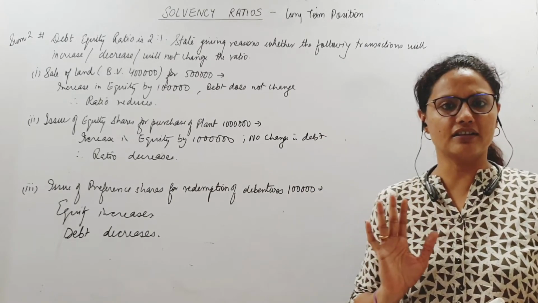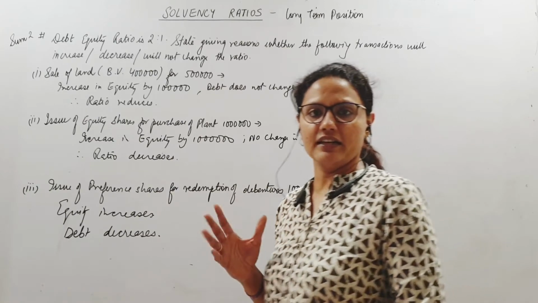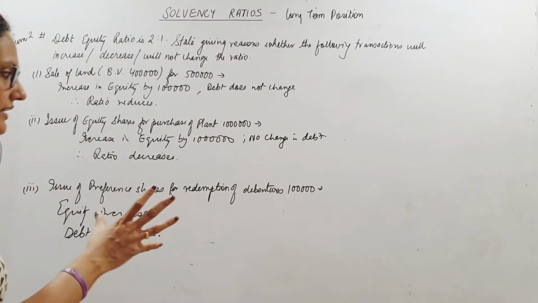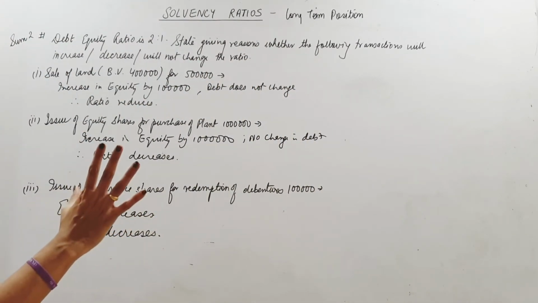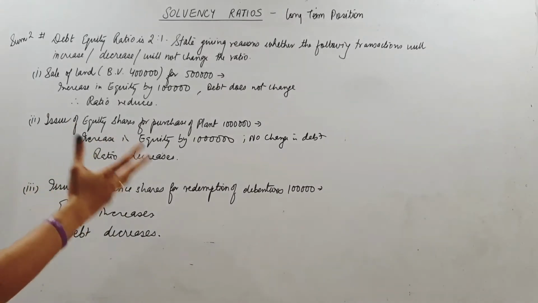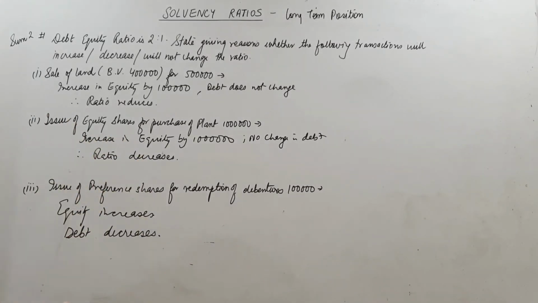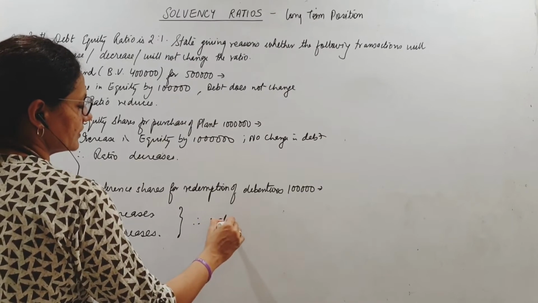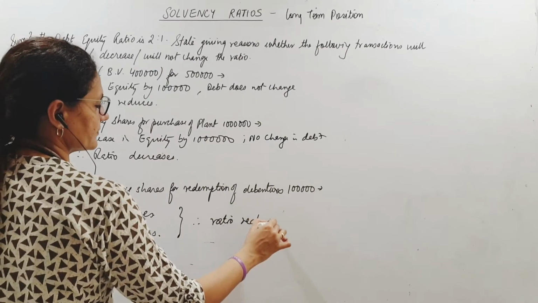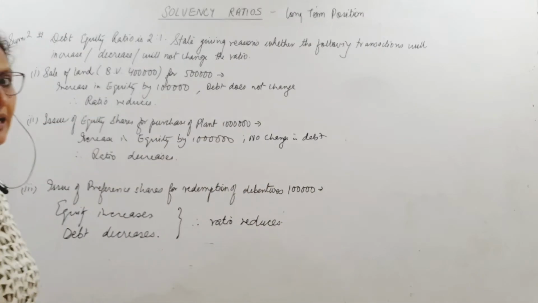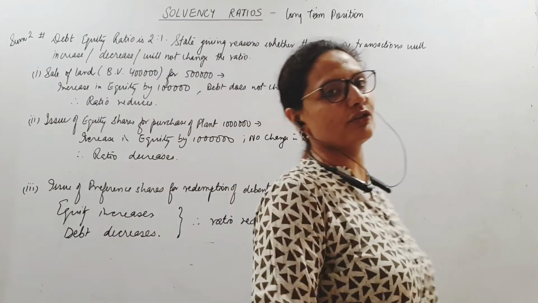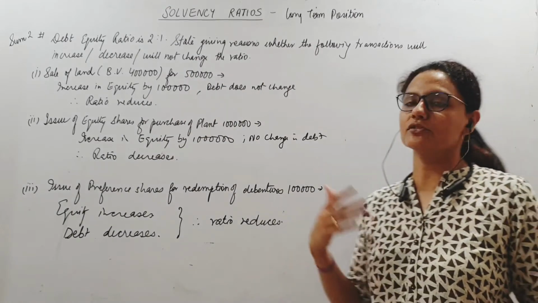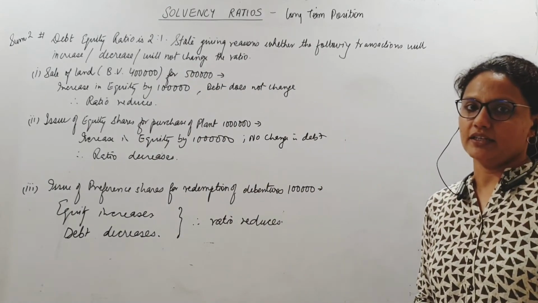Pakka reduction in the ratio, yes. Numerator has decreased, उससे तो होता ही नहीं ratio खराब और obviously the denominator also has increased. Therefore, both ways the ratio is reducing. Therefore, ratio reduces. Okay, so you might be asked these kind of questions also as to what is the effect of these transactions on debt equity ratio.